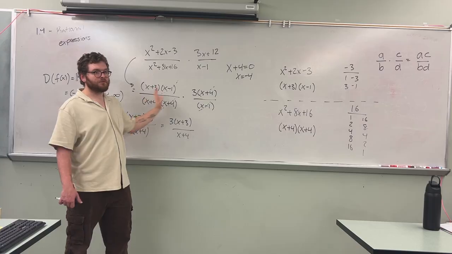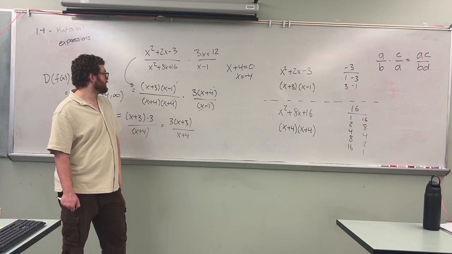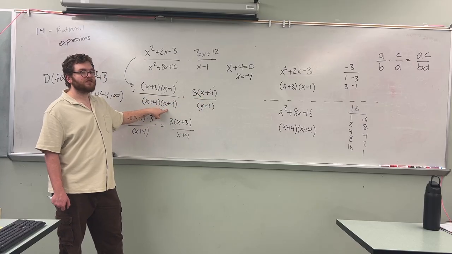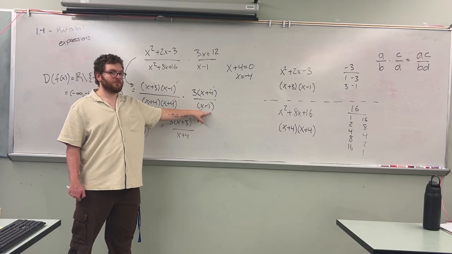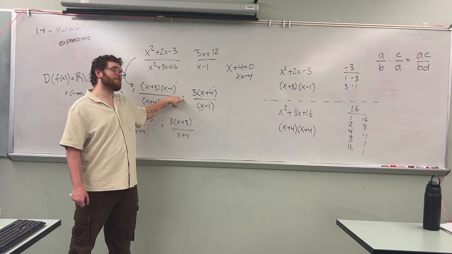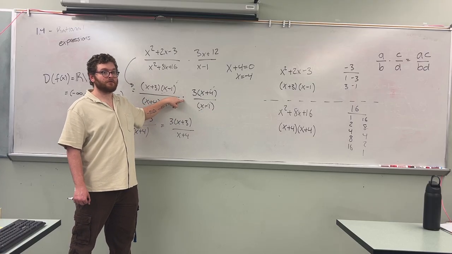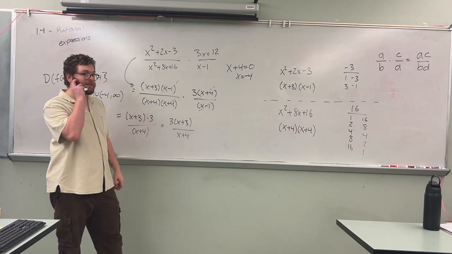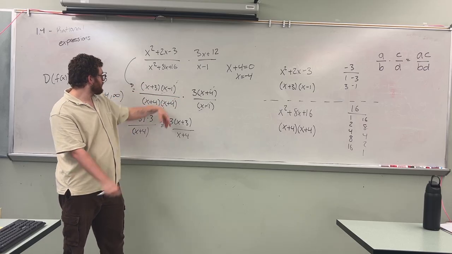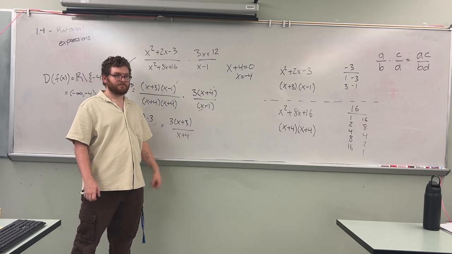Then, because I'm doing a bunch of multiplication, I can do cancellation. This x plus 4 cancels with this one. This x minus 1 cancels with this one. I can only do that because it's multiplication. If it was addition, I wouldn't be able to do that. So because I have that multiplication there, it works. I canceled those out and got my answer.